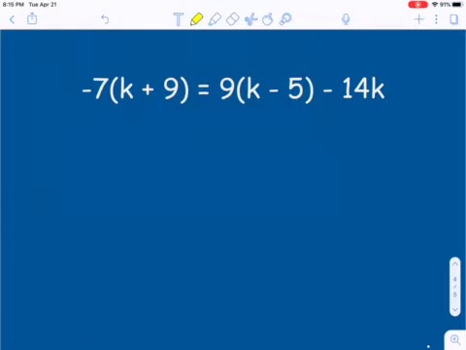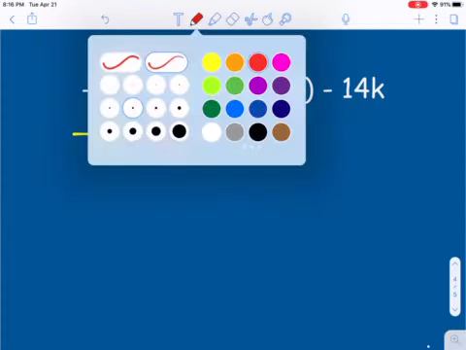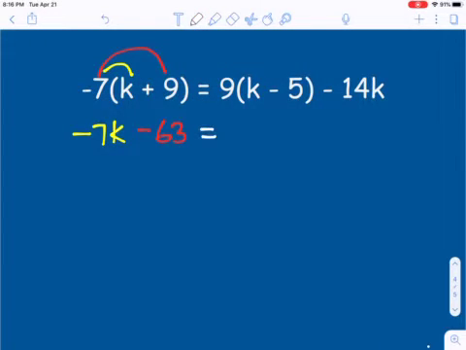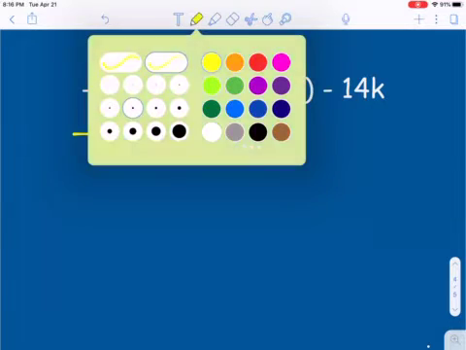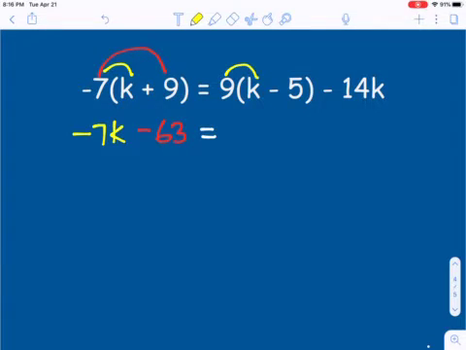All right, so the first thing, anything with the variable, I'm going to put in yellow. All right, so I got -7 times k, so that's going to give me -7k. And then my next term, my numbers I'll do in red. So I got -7 times 9, so that's going to give me -63. And that is going to be equal to, well, it looks like we got another variable coming up next, so we'll switch to yellow. 9 times k is 9k.